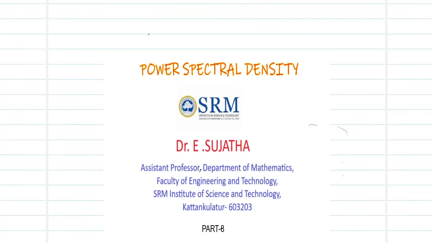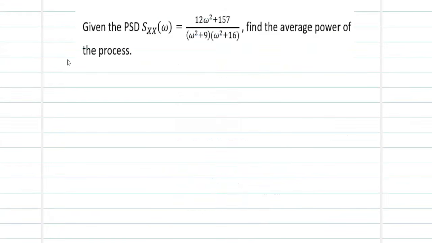We are doing the partial fraction method to estimate the average power of the process, or otherwise called the mean square value of the process. We have already covered two problems. We will cover one more problem in this video. Given the power spectral density Sxx of omega, 12 omega square plus 157 divided by omega square plus 9, omega square plus 16, we have to find the average power of the process.